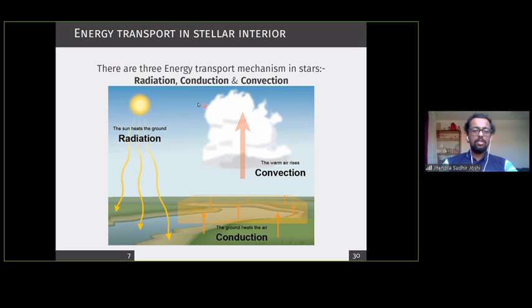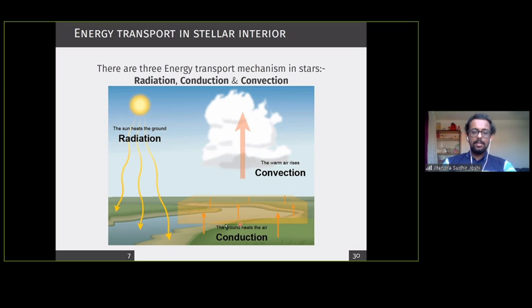This is just briefly to tell you what exactly we mean by radiation, conduction, and convection. This is an analogy, not exactly what we see in stars. Everyone knows what radiation is and how it can transport energy. And then we have conduction and convection.